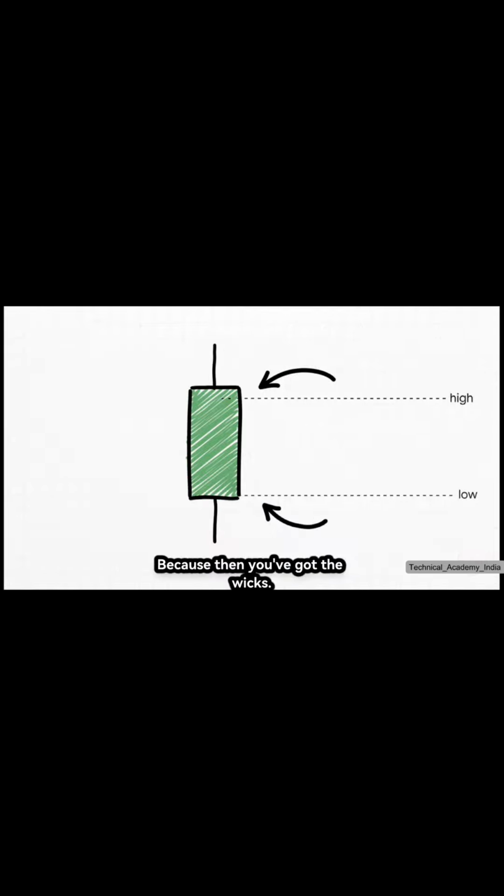Because then you've got the wicks. These are the thin lines you see sticking out from the top and bottom. They show you the full journey the price took, the absolute highest high and the lowest low it hit during that session. So now we have the shape, but what about the direction?